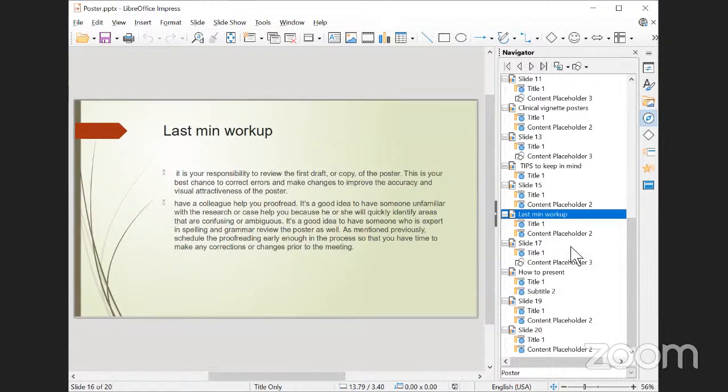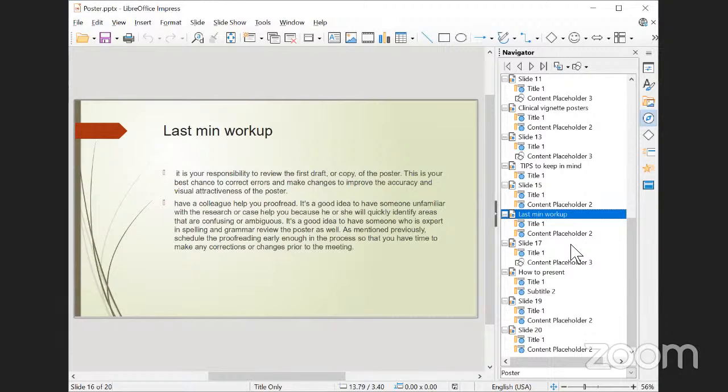Coming to last minute workup. First, it's our responsibility to review the first draft or copy of the poster. This is the best chance to correct the errors and make changes to improve the accuracy and visual attractiveness of the poster. It's best to have a colleague help you to proofread. It's a good idea to have someone unfamiliar with the research or case help you, because he or she will quickly identify areas that are confusing or ambiguous.